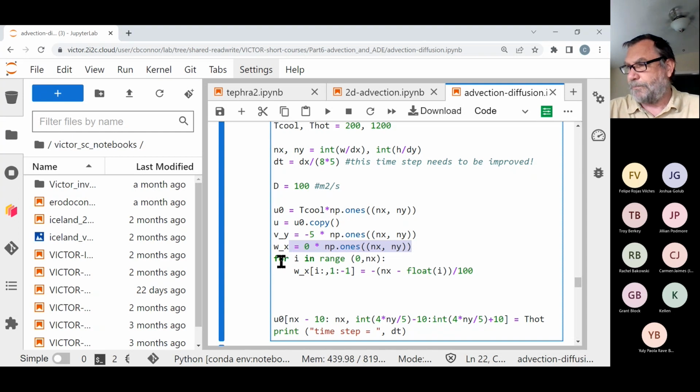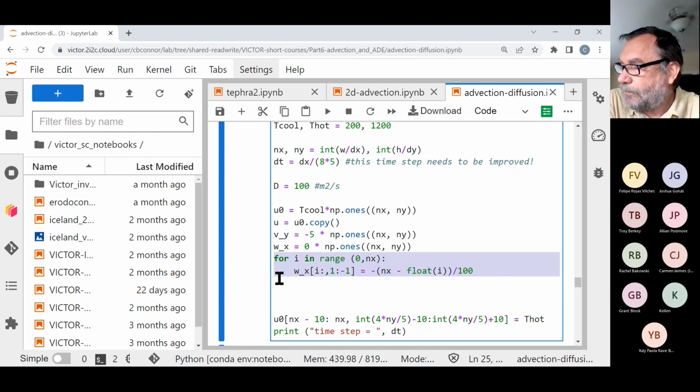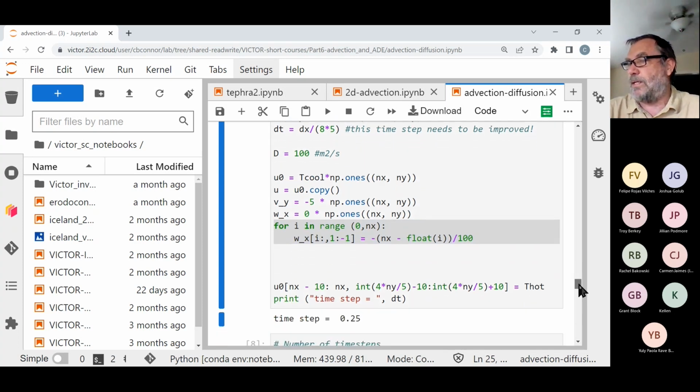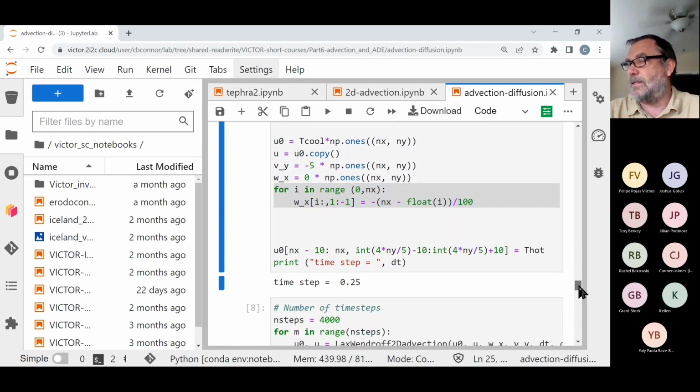So here's a pretty simple way to change that. You can implement it in other ways as well. But I'm just stepping through all my x-axis values, and I'm saying, okay, I'm going to let wx change. That is, the horizontal velocity is changing as I step through the model. So I'm basically putting a gradient in the horizontal velocity.